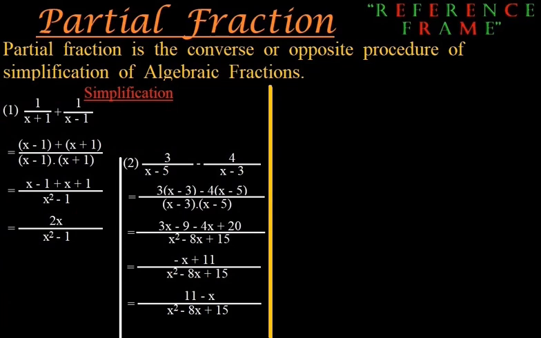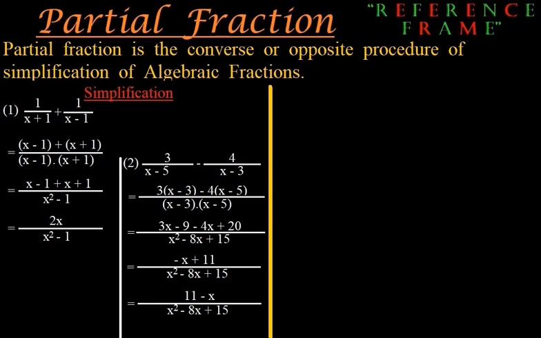Why are we doing simplifications? Because partial fractions is just the opposite procedure of simplification. That means, look, by simplifying the given algebraic expressions, what do you have? We are given 1 by x plus 1 plus 1 by x minus 1, and by simplifying we get the result twice x by x square minus 1. Similarly for the second one, 3 by x minus 5 divided by 4 by x minus 3. By doing them, what do you get? 11 minus x divided by x square minus 8x plus 15.